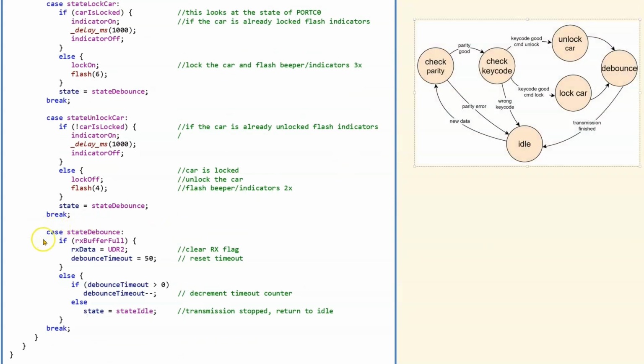Finally, in the debounce, what we're waiting for is the transmitter to stop sending data. So we check the receive buffer full, which means it's sending data. We clear the receive flag, and we have a debounce timeout set to 50. Now if we don't receive data, then we decrement the timeout until the timeout goes to 0, and then we go back to the state idle. So that is our debounce part of the code.